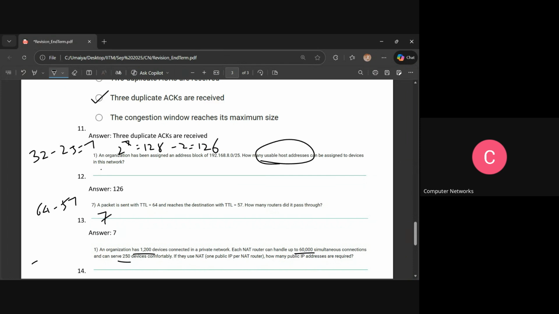For total routers, we need only two data, right? One is the total number of devices and how many devices it can serve. So on dividing it, what will be the value? It will be 4.8. So can I give the number of public IP addresses required as 4.8? Can we give it like that? No, it has to be an integer value, right? So I can give the value as 5, which is the nearest value.